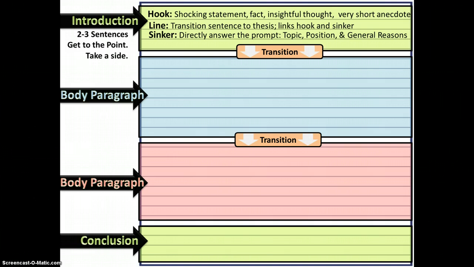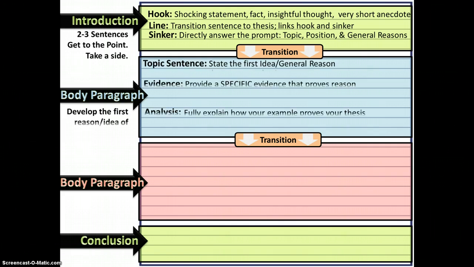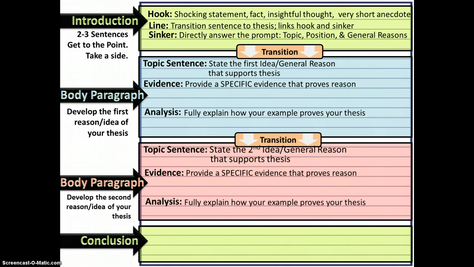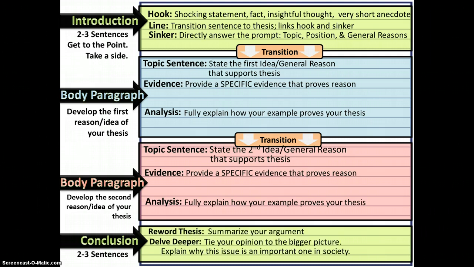It is 2 to 3 sentences, gets to the point, and the student gets to really talk about their topic, their position, and their general reasons. The body paragraphs, however, include the topic sentence, the evidence, and the analysis of that evidence. It gives the students the opportunity to develop the first reason or the idea of the thesis. The second body paragraph develops the second reason or the second idea that was mentioned in the thesis. The conclusion allows students to reword the thesis and to really delve deeper.